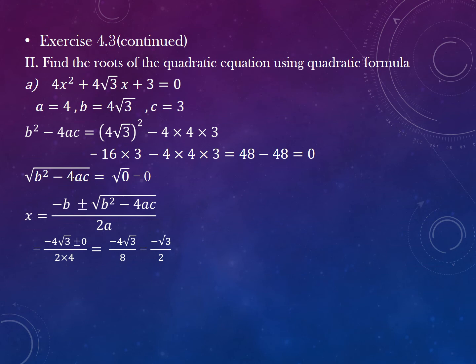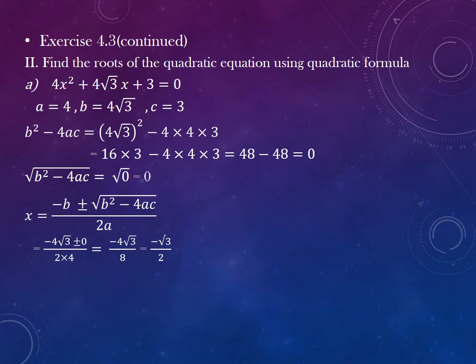Let us find the values of a, b and c. That means the coefficient of x square, the coefficient of x and the constant term. We can see the coefficient of x square, that is a, is equal to 4. The coefficient of x, which is b, is equal to 4 root 3. And the constant term c is equal to 3.